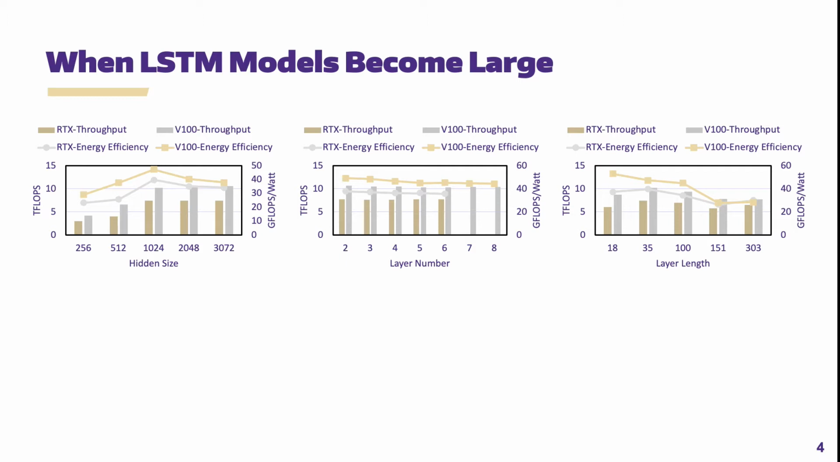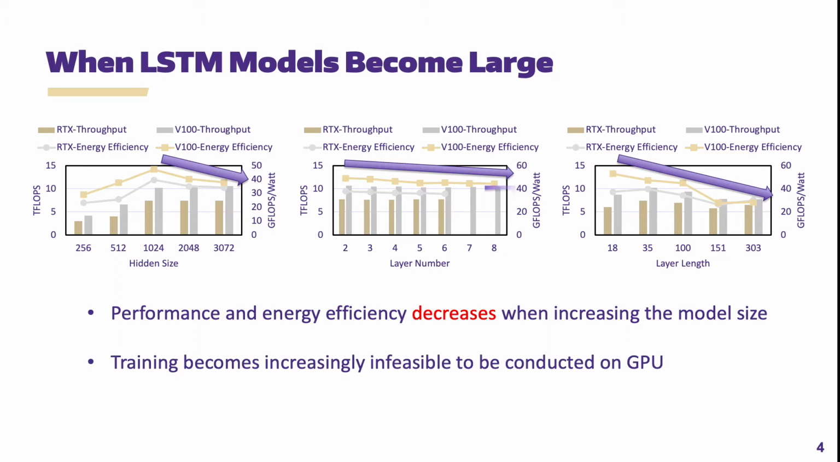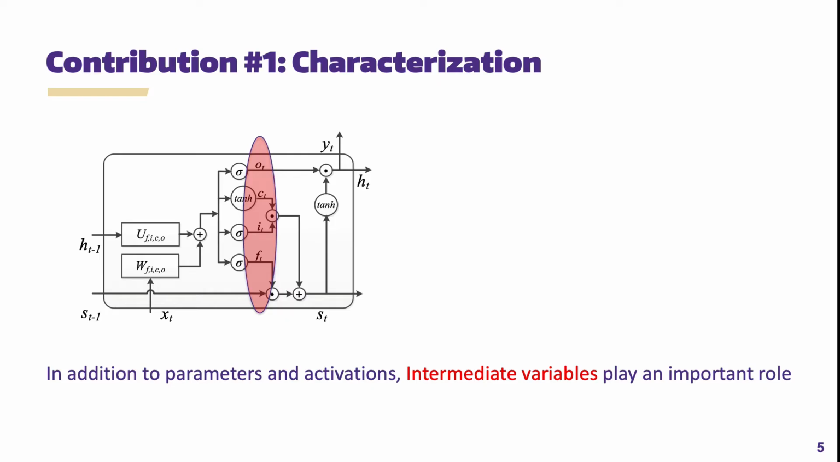The test was conducted on the latest GPUs, NVIDIA V100 and RTX 5000. We have the high-level observation that the performance and energy efficiency significantly decrease when increasing the model size. Also, we find that the training becomes increasingly infeasible to be conducted on a single GPU. Finally, we find that the state-of-the-art training solutions don't scale with the increasing LSTM model size.